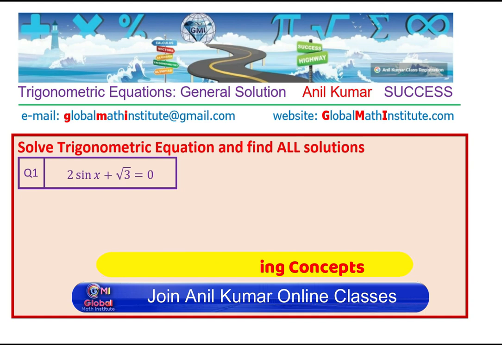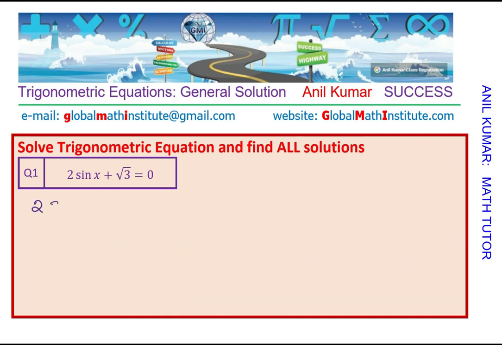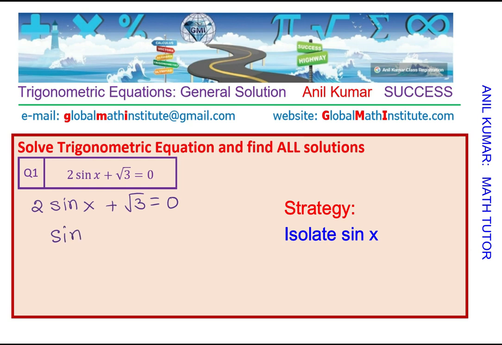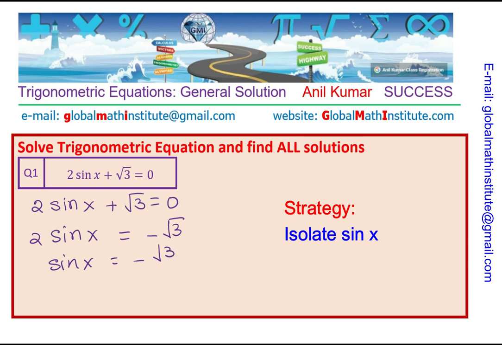The question here is the equation 2 sine x plus square root 3 equals 0. You can isolate sine x. Let me write it in two steps: minus square root 3, and then sine x is minus square root 3 over 2. As soon as you see these numbers, you are reminded of a special triangle. Some of you can look into the unit circle also. I prefer special triangles.